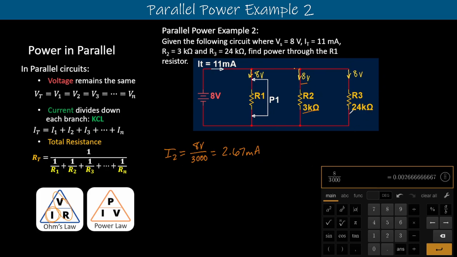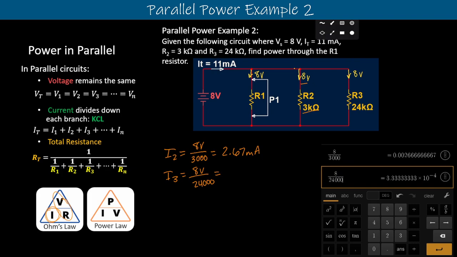Next one, we can go for the I3 current. We can say I3 can be solved the same way. We have 8 volts on top. We know that that R3 is 24,000 ohms. So we can solve that out. We can say that we have 8 divided by 24,000. So at this point, we get 3. We'll move that over 1 to get it back into the milliamp. We'll say that we have 0.333 milliamps, right? Because it gave it to us to the -4. We need it to the -3. So moving that back 1 gives us 0.333 milliamps.